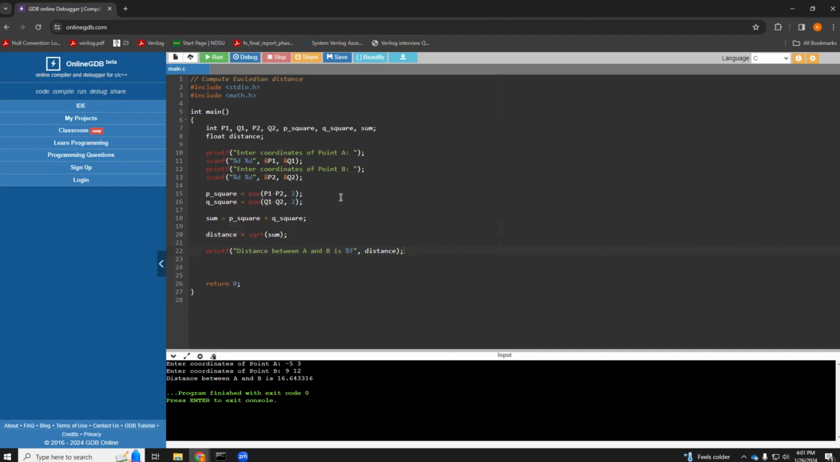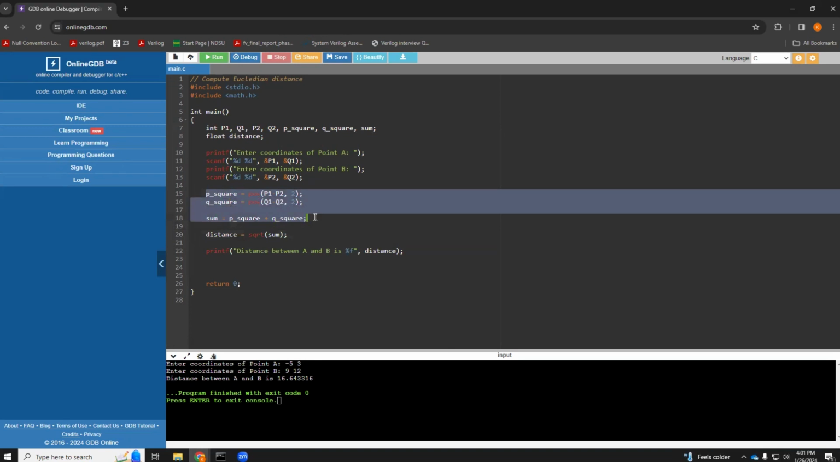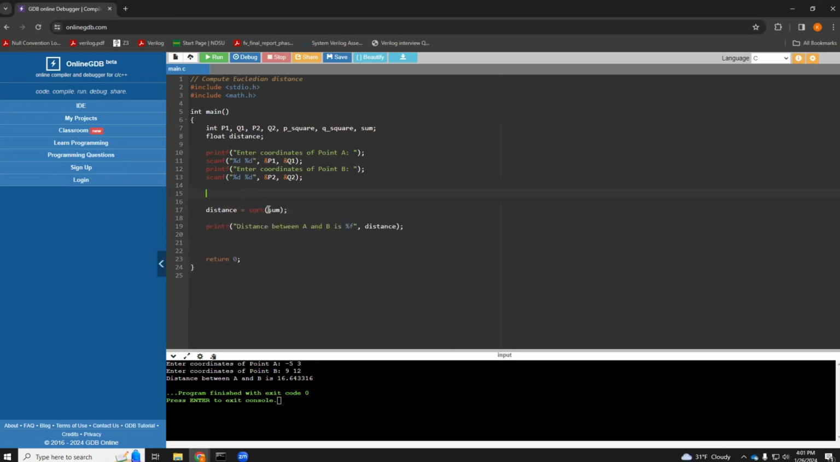It's a very clear-cut way because you're dividing the problem and doing the computations at different levels. First, you're computing P squared, then Q squared, then adding it up, and then finding the square root of it. Now, as you get familiarized with programming and using different library functions, you can write all of this in a single line.